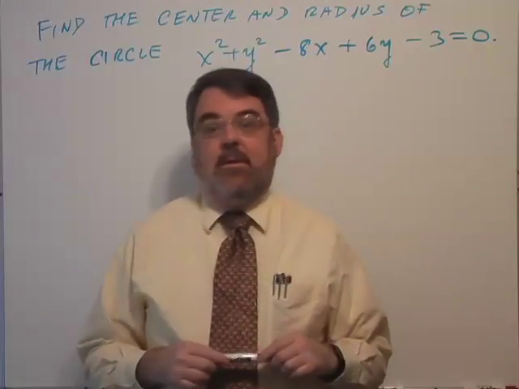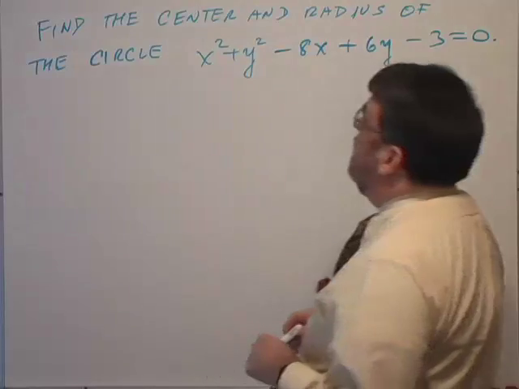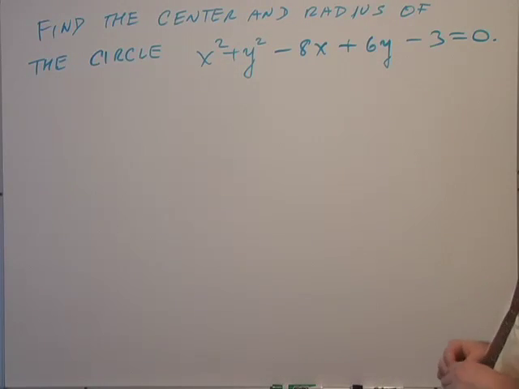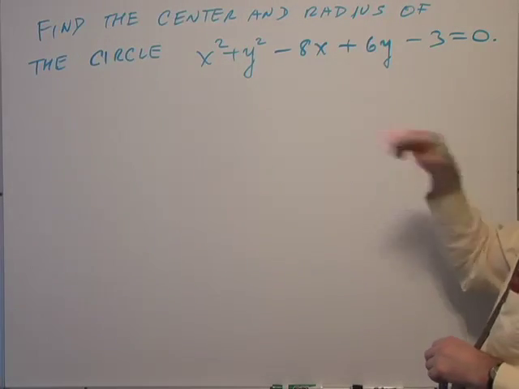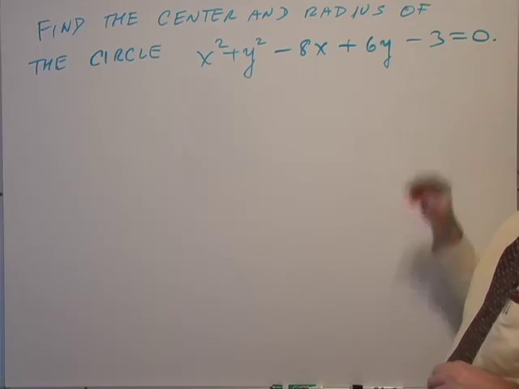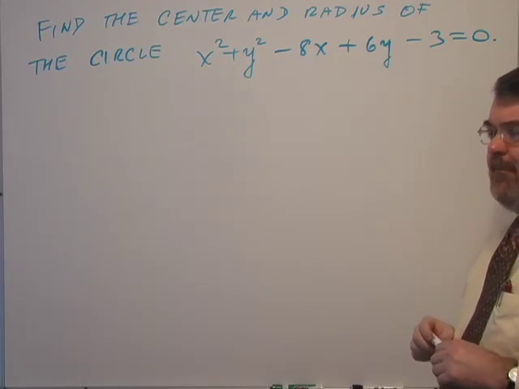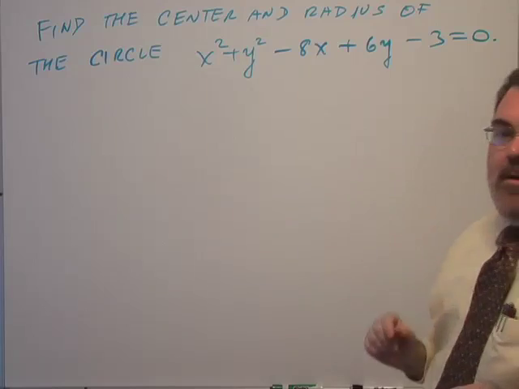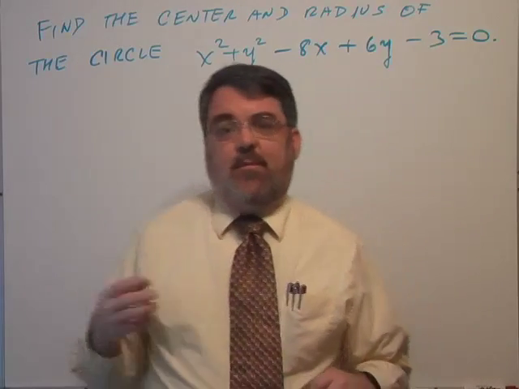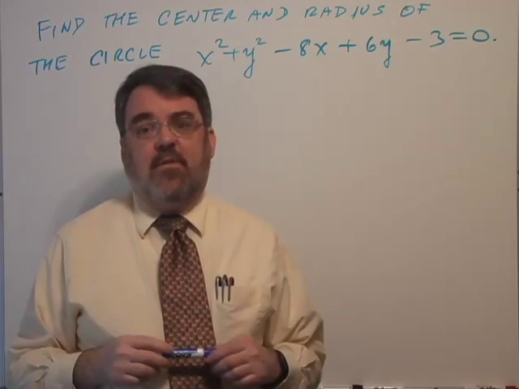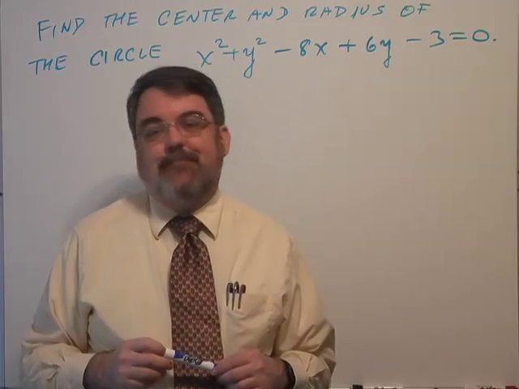Here we have a circle written in a different way. Find the center and radius of the circle x squared plus y squared minus 8x plus 6y minus 3 equals 0. This form of writing the equation is what your textbook calls the general form of the circle.